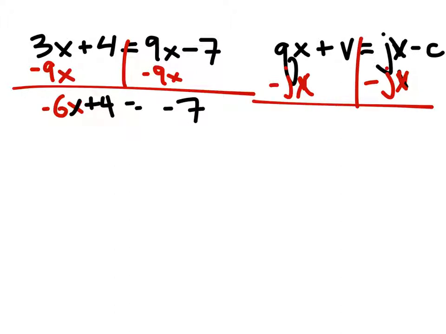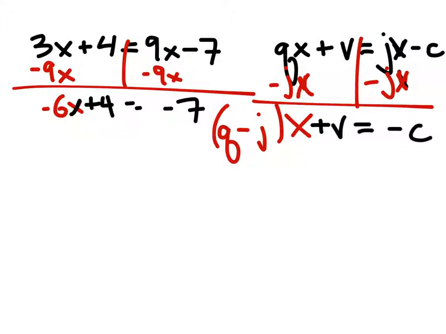Here's the problem: I've got q minus j in terms of x, but I don't know what either of those quantities are, so I just have to represent it as the coefficient of x. It'd be q minus j, because I can't quantify that yet. But just like the other equation, everything else stayed the same. I've got plus v, and this equals negative c. In reality, on the left we are manipulating for x. Well, what would we do at that point?